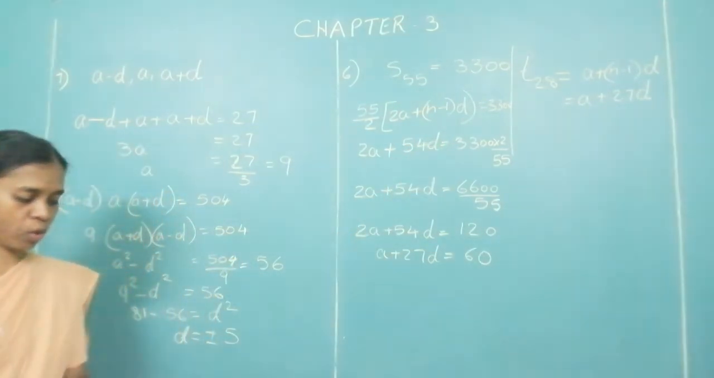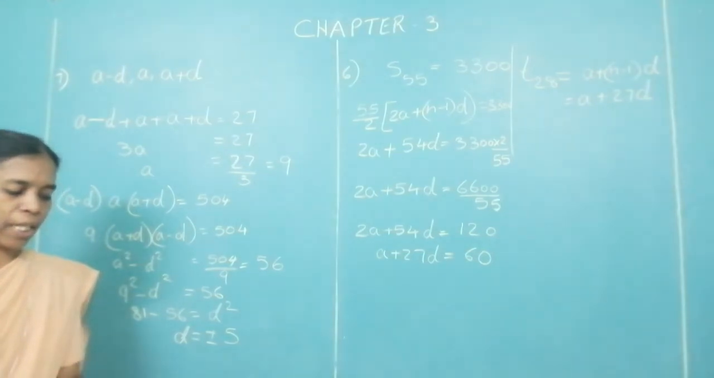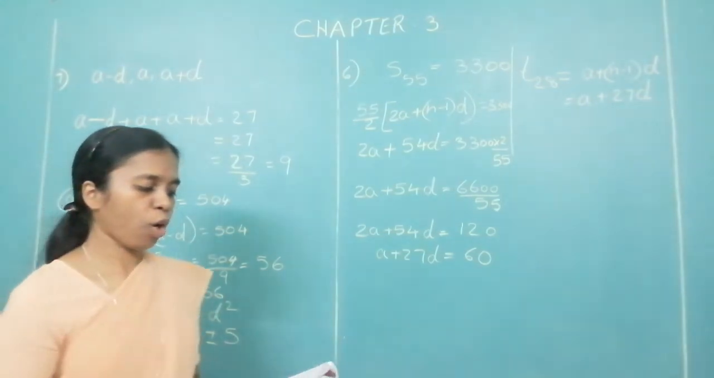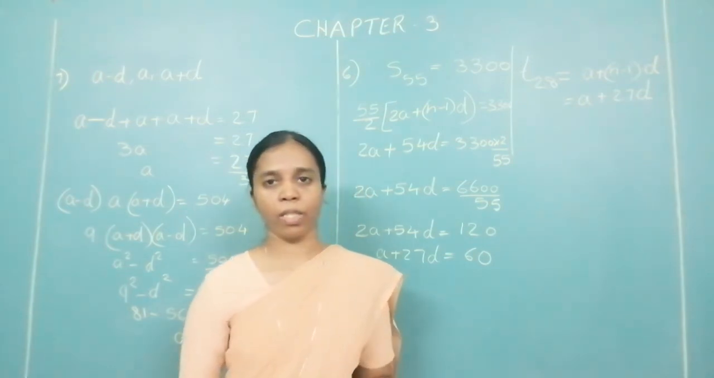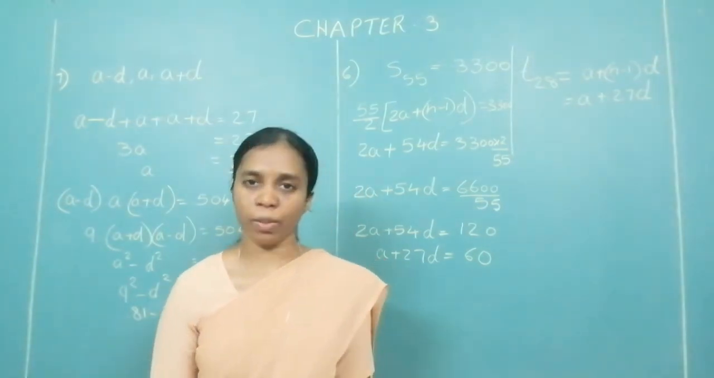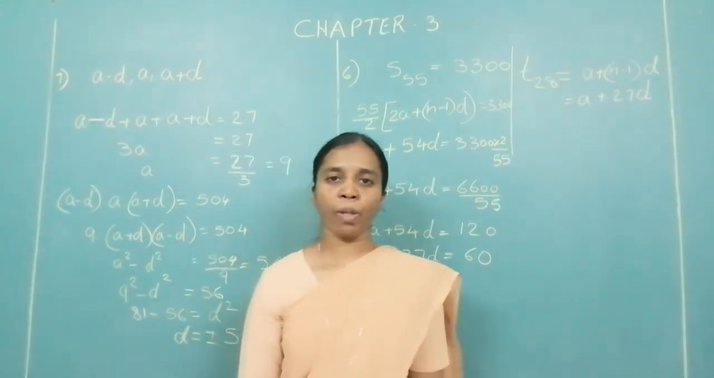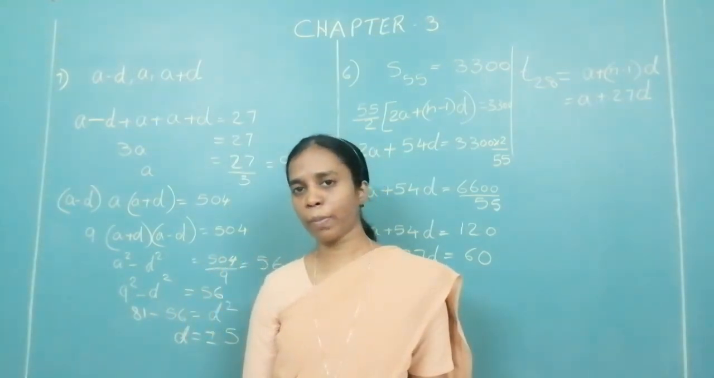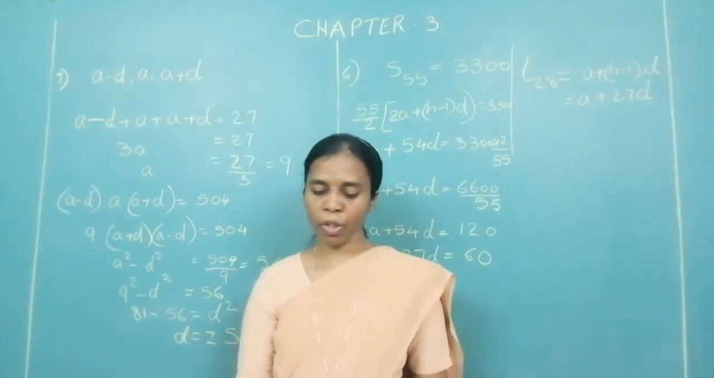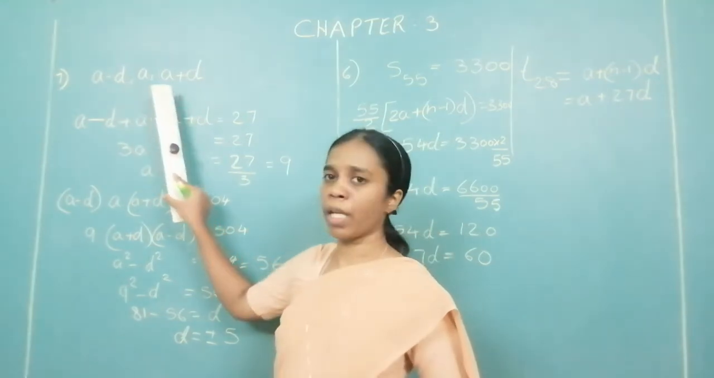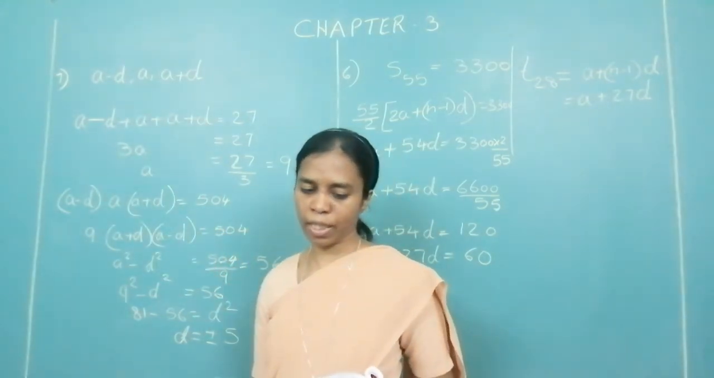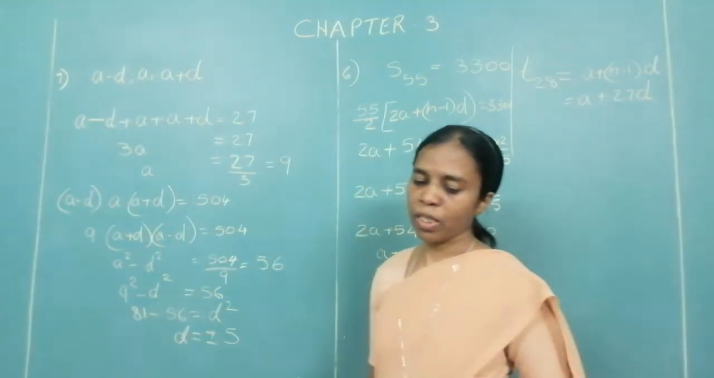The next question, question number 7. In an AP, sum of 3 consecutive terms is 27. Sum of 3 consecutive terms. Suppose our AP is starting from a. Which is the next term? a plus d. Next one, a plus 2d. Okay. Now, they have given you the terms. Which terms to consider? Consider a minus d, a and a plus d. Sum of these terms is 27.